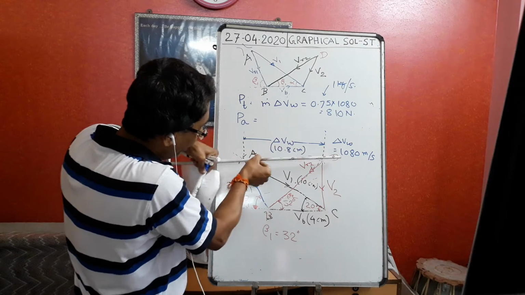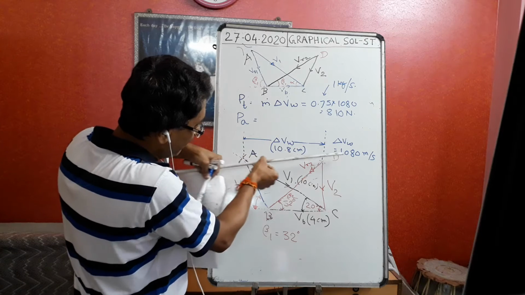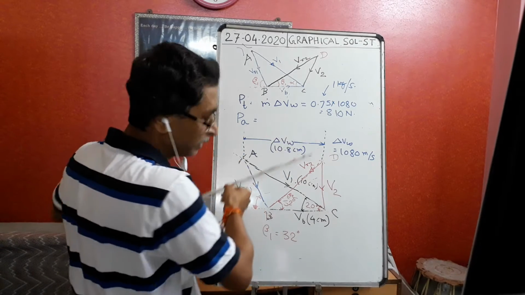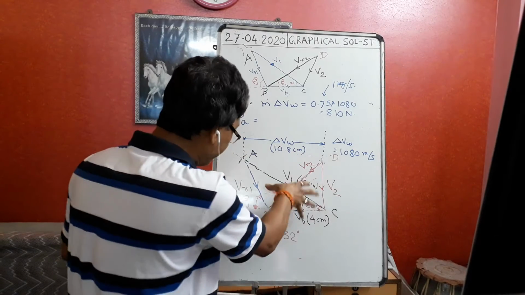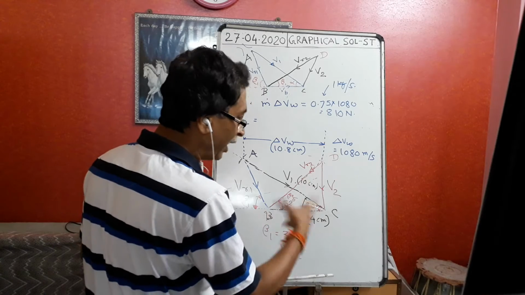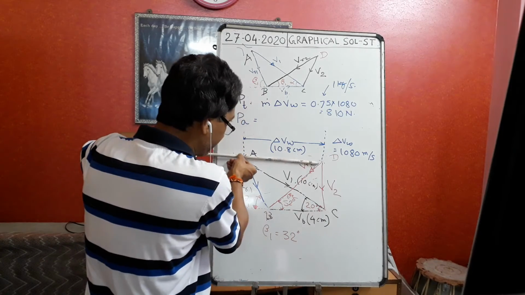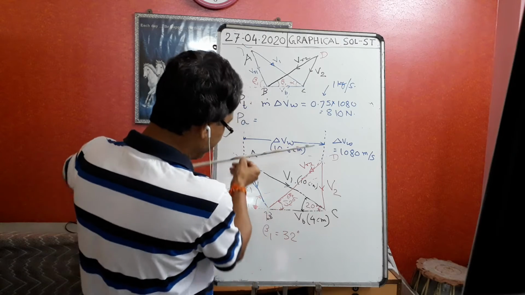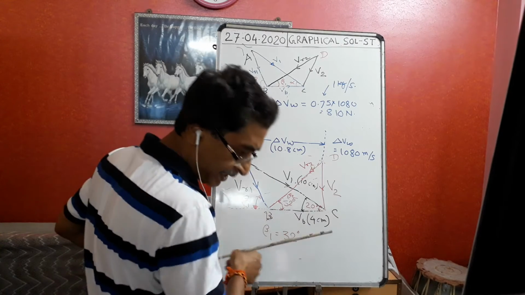Suppose it comes 10.8 centimeter. Then I multiply it by the scale factor, that means 100, so it will become 1080. Nothing to calculate; everything I will get from this graph, from the inlet velocity triangle and the outlet velocity triangle. I have to just simply measure by scale or by protractor. If it is an angle, I measure by protractor. If it is a length, I measure by the scale.